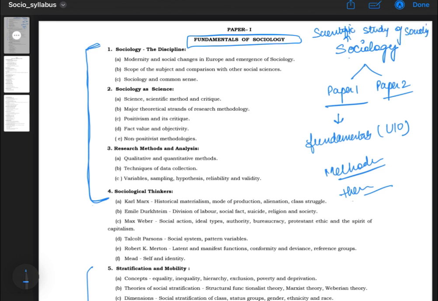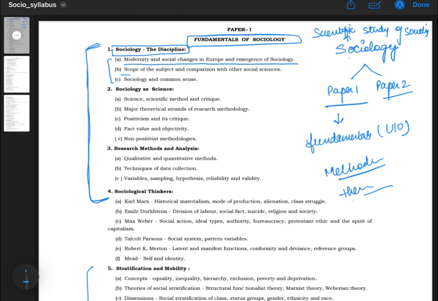So yeah, unit 1 deals with how sociology has emerged as a discipline, and what the subject matter of sociology is. It is divided into further 3 chapters. The first chapter deals with how sociology has emerged as a subject, what changes were brought into the society that ultimately led to the development of sociology.